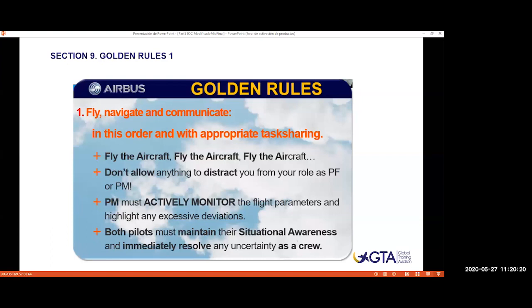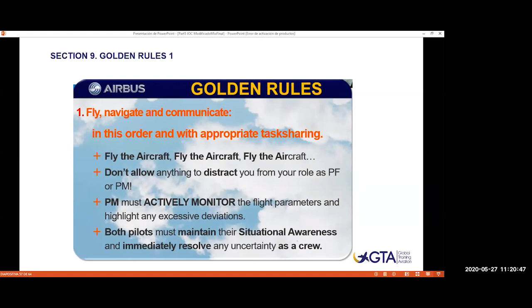Navigate, of course. You have to know where you are. You have to avoid obstacles. You cannot say, okay, I have wings level, I have no bank angle, and you are going direct to the mountains. You are going direct to the mountain. No, you have to know how to navigate.